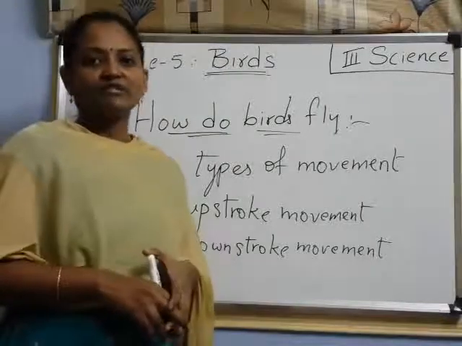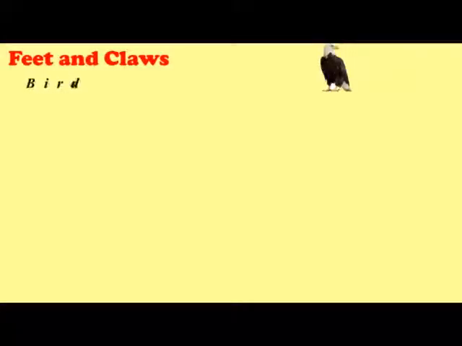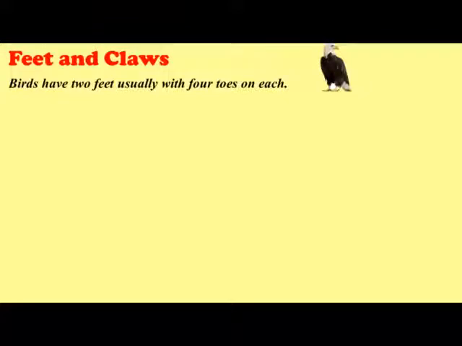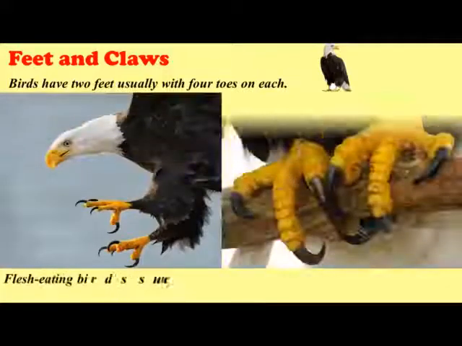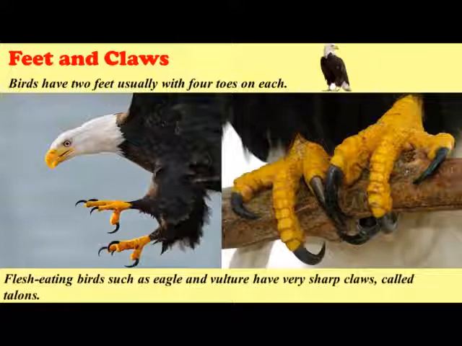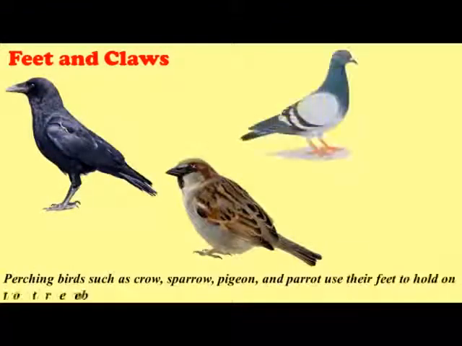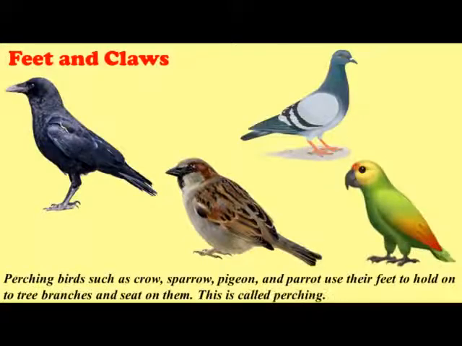Now I am going to show you a small video. Watch that video, children. Feet and claws. Birds have two feet usually with four toes on each. They use their feet to walk and hop around, as well as to catch and hold food. Flesh-eating birds such as eagle and vulture have very sharp claws, called talons. Talons are sharp claws of flesh-eating birds. Perching birds such as crow, sparrow, pigeon, and parrot use their feet to hold onto tree branches and sit on them. This is called perching.